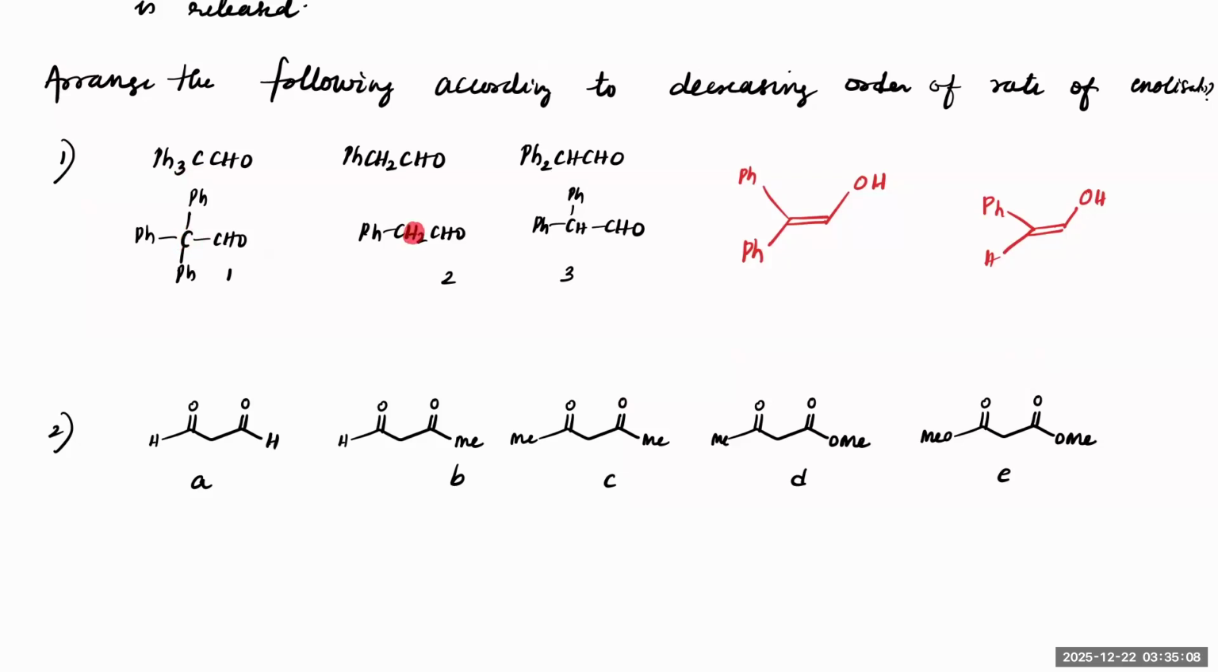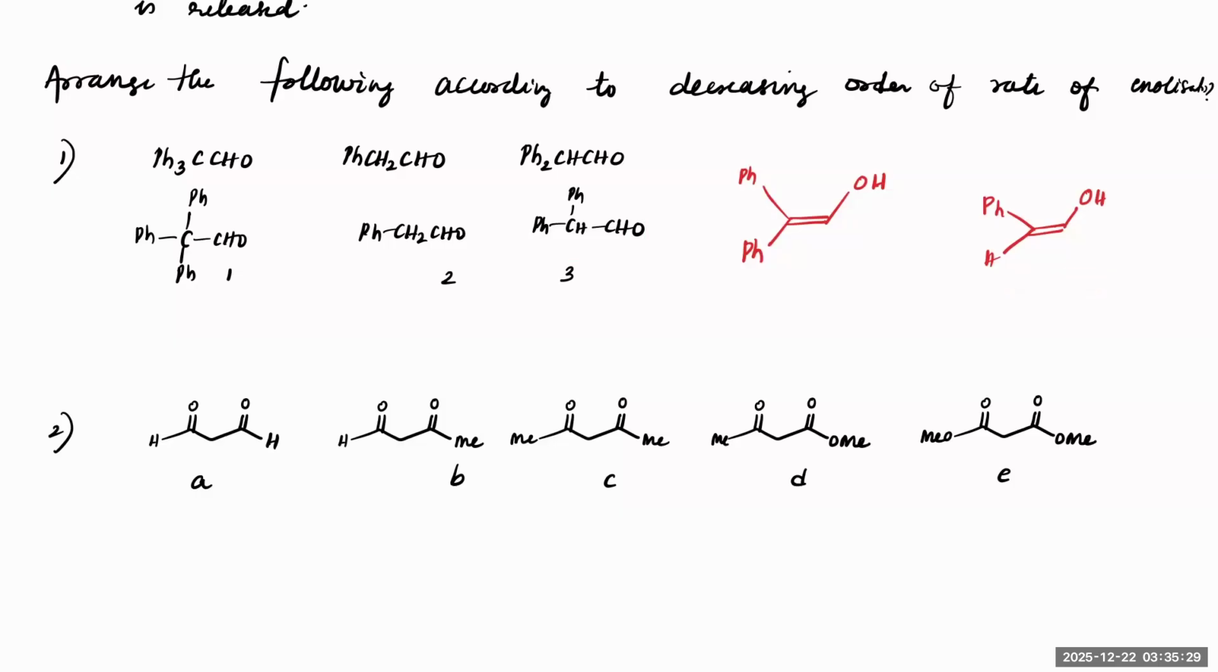Here there are two carbons. If you make an enol form, this is the enol which you will get. And in this case, phenyl can participate in resonance here. This phenyl can participate. So huge resonance, right? That is what happens in the case of 3. With only one phenyl, you will have relatively less resonance here.